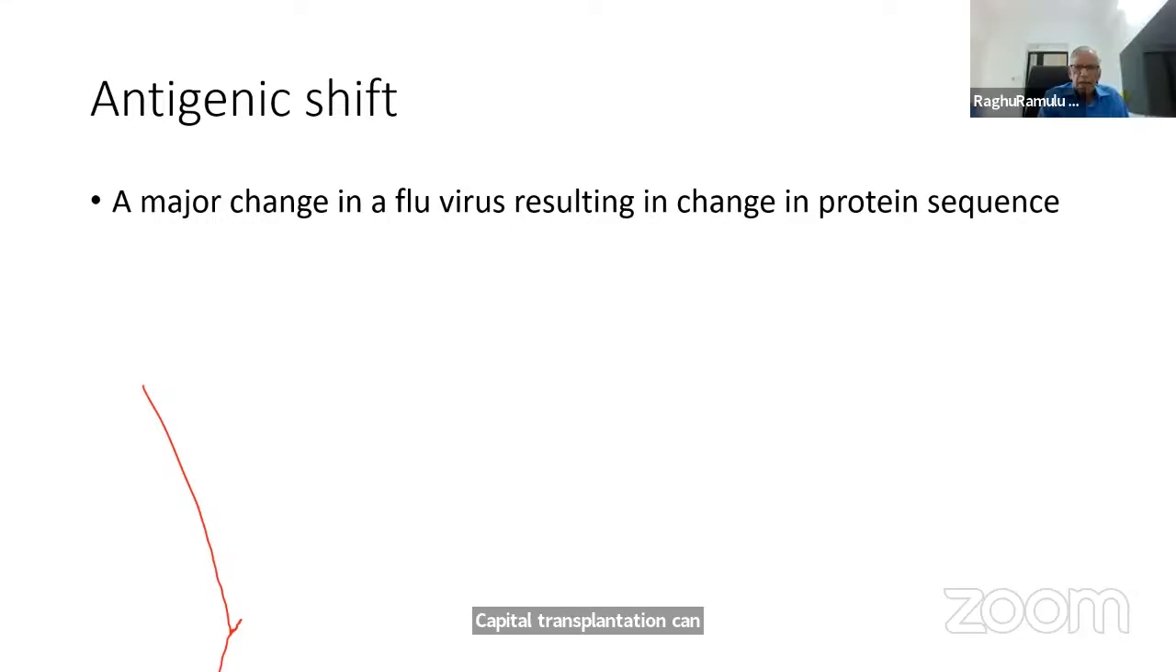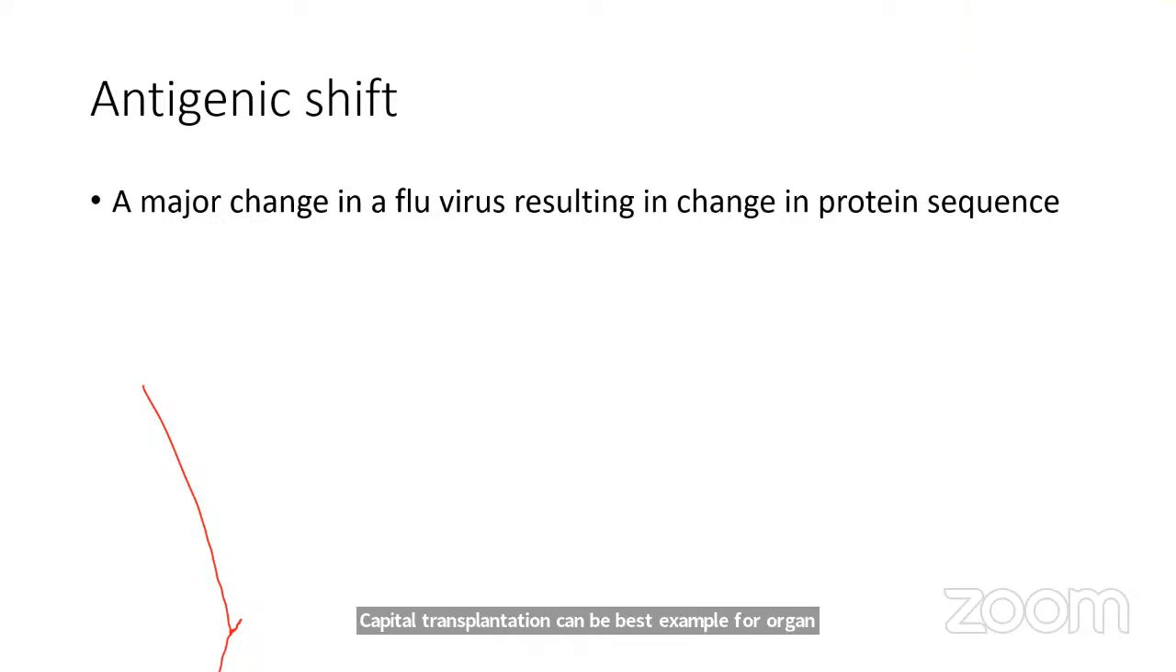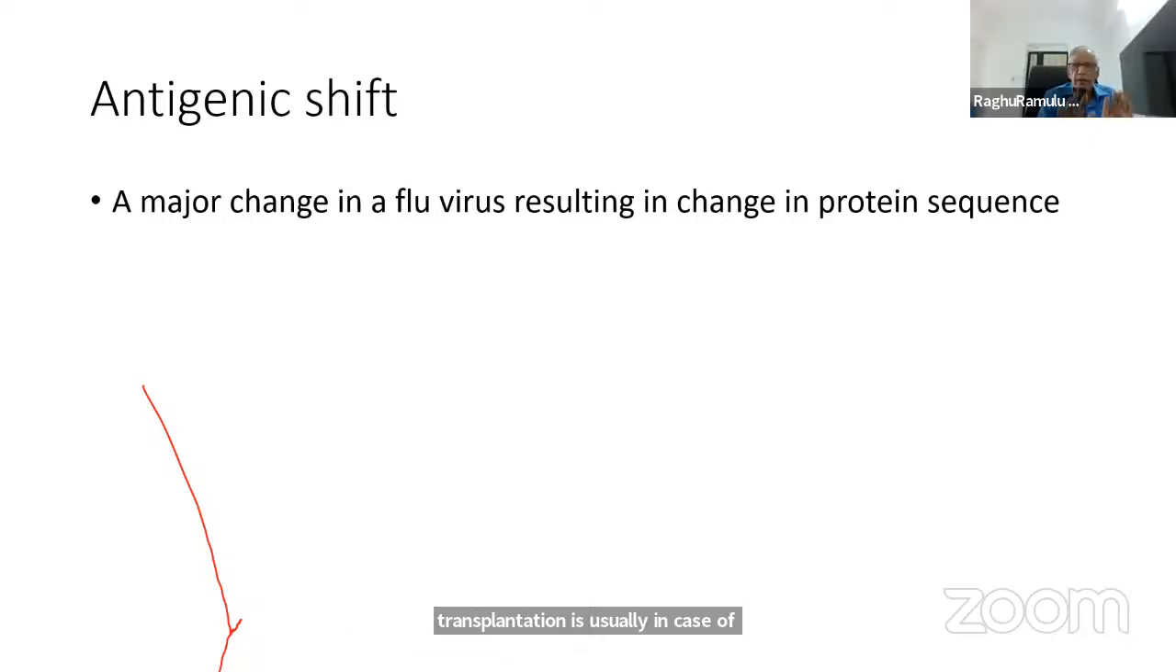The best example for organ transplantation is usually in case of Siamese twins. That is, in twins, organ transplantation is 100% accepted. Why?